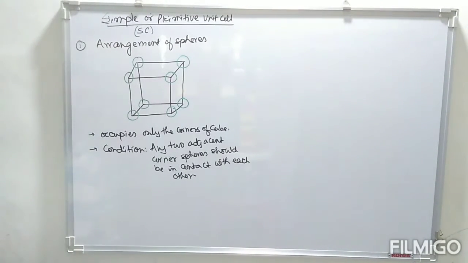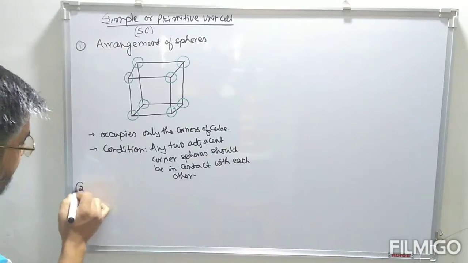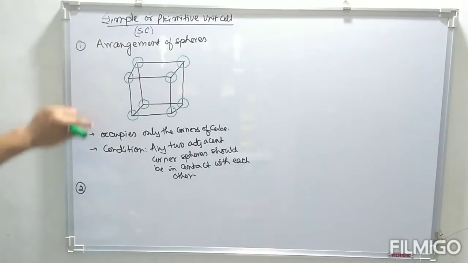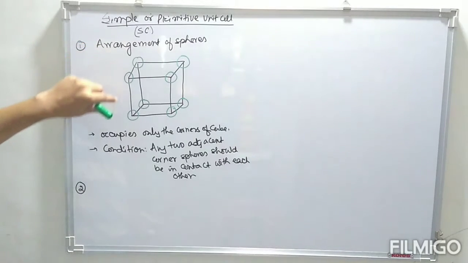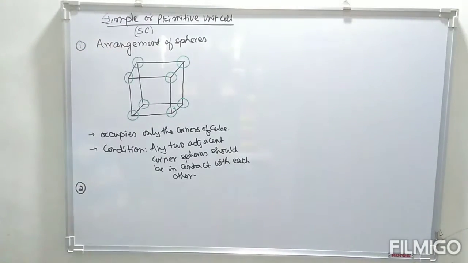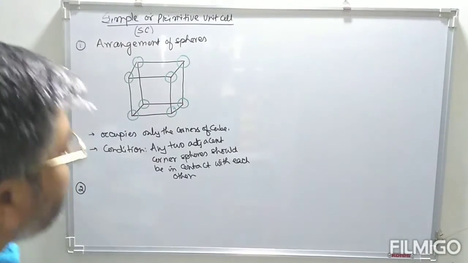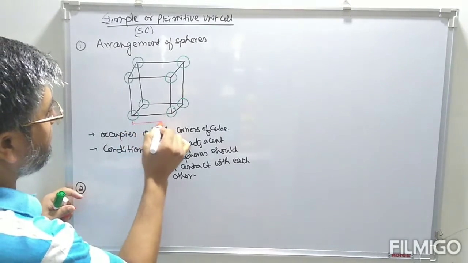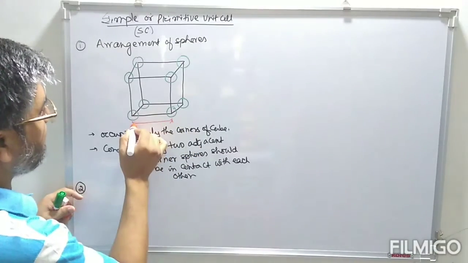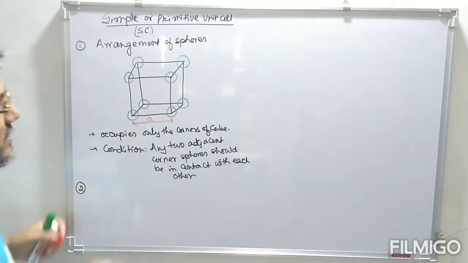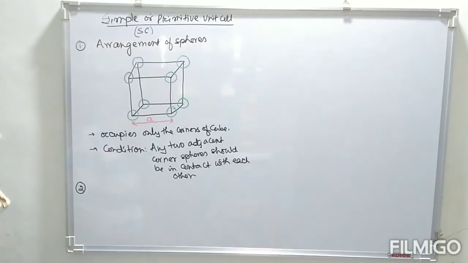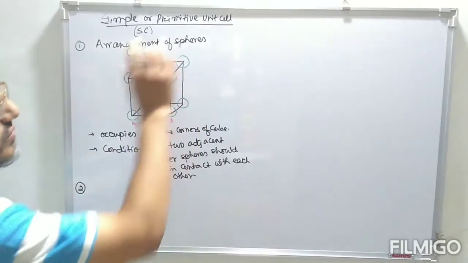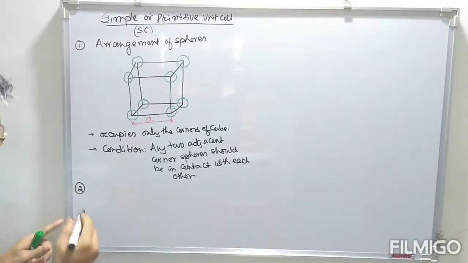Now after this, we define the second parameter. So I have given you the arrangement of spheres and the condition required for the arrangement of these spheres. Now let's suppose the edge length, this distance, be a. The edge length is a. So this is a, this is also a, this is also a.